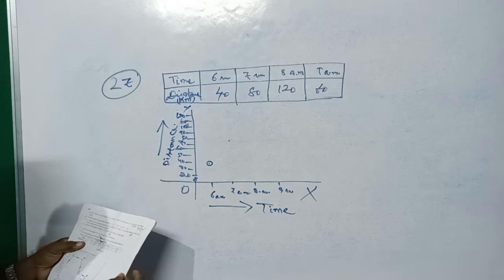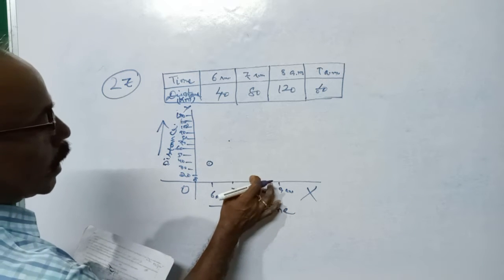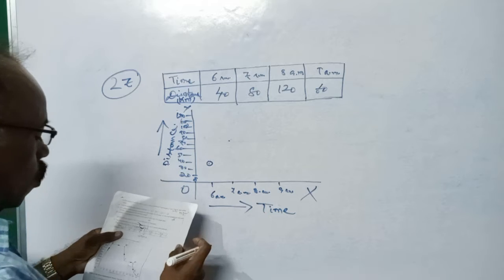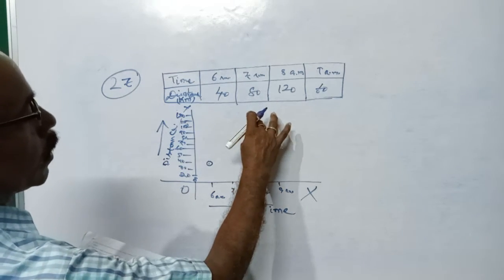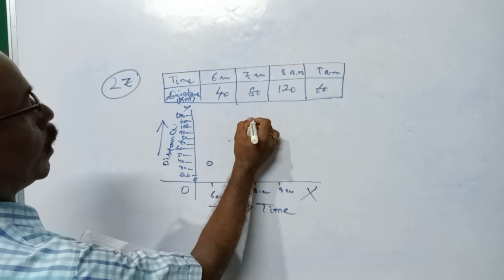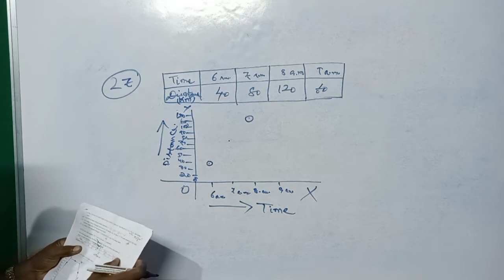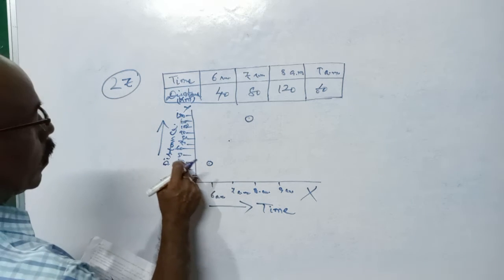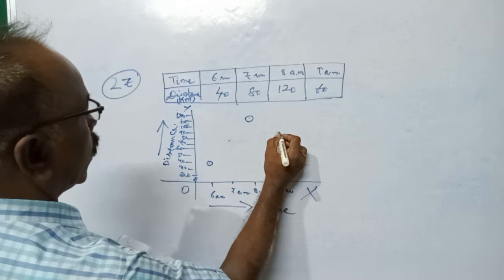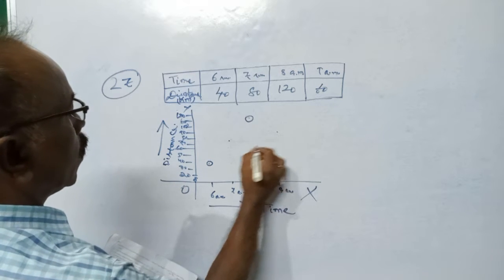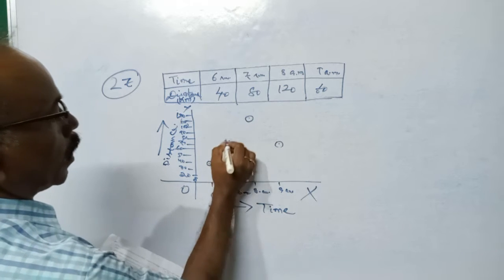Similarly at 8 a.m. This is 7 a.m. This is 8 a.m. It also 120. 120 means this. 8 a.m. 120 highest. And next in 9 a.m., 60 kilometer. 60 kilometer at 9 a.m. This is 60. No, this is 60 kilometer.